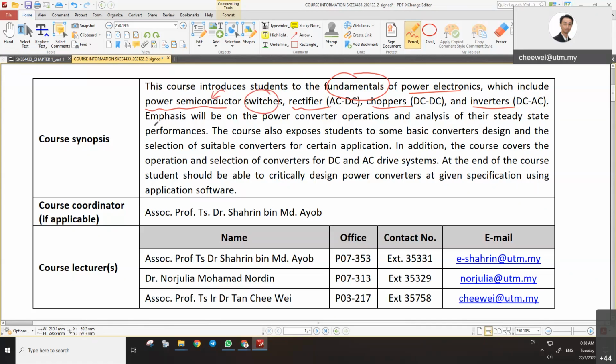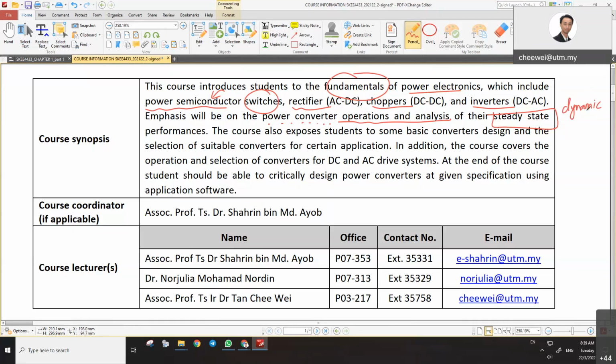Also in this course we're going to see some operations and analysis for the converters. There are three converters here: rectifier, choppers, and inverters. In terms of what? Steady state operation. Yes, only steady state operation. Why do we say steady state operations? Because we also have dynamic operation.